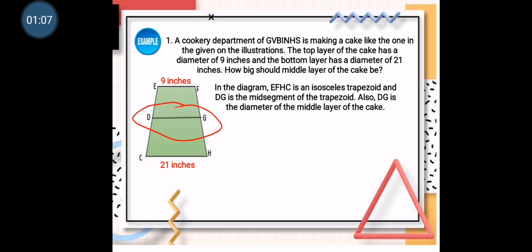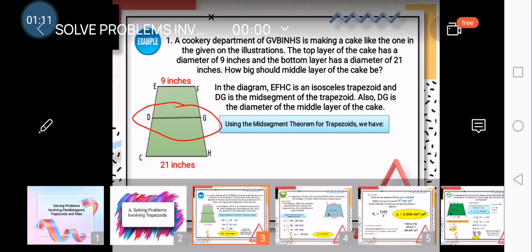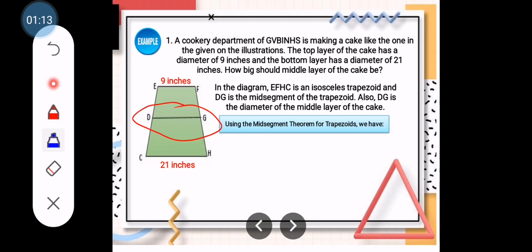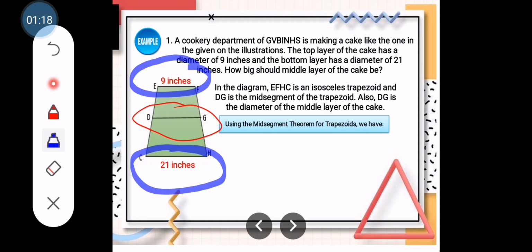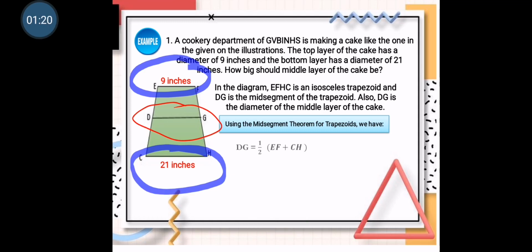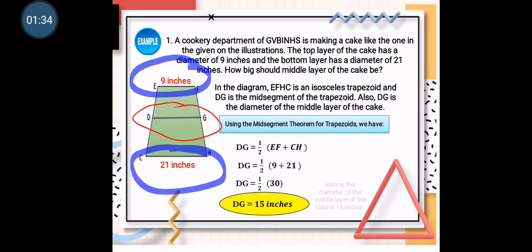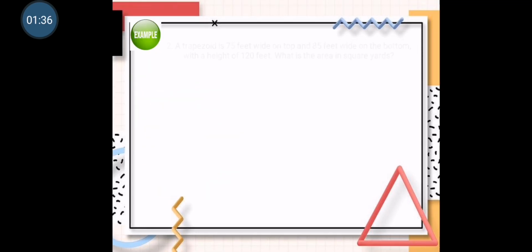By applying the midline theorem of a trapezoid, so ang gagawin po natin is get the sum of our bases. So, si 9 and 21, divide it by 2. So, EF plus CH, so that is 9 plus 21. So, 30 divided by 2, kaya ang middle layer ng ating cake is 15 inches. Yan. Next, example number 2.